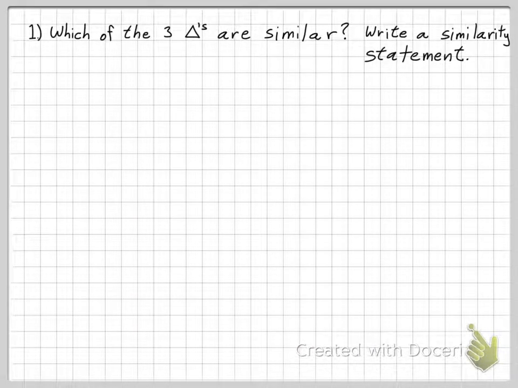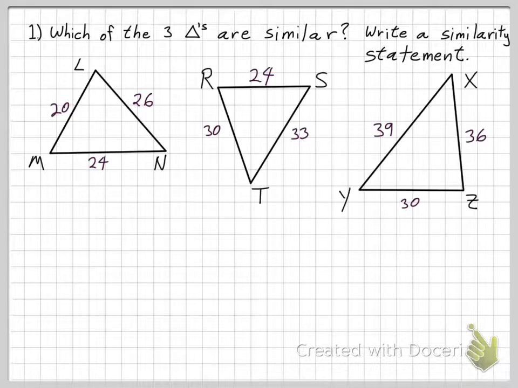Okay, let's try to illustrate this theorem with a problem. The problem is, which of the three triangles are similar? Once we have found which two of the three triangles are similar to each other, we're going to write a similarity statement. So let's start off with trying to show if these two triangles are similar.